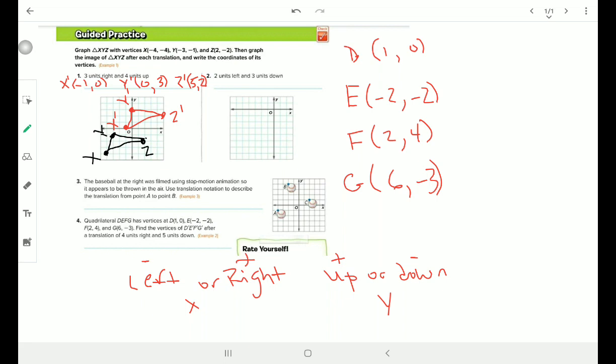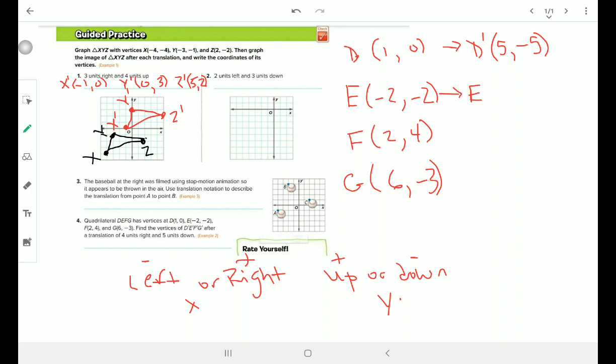So let's start with the 4 units right. It's going to change the x, so for D prime, we're going to change the x plus 4. So 1 plus 4, well, that is 5. And 5 units down, so that's the y coordinate, and we're going to go minus 5. So 0 minus 5, that is negative 5. So 5, -5 is the coordinate for D prime.